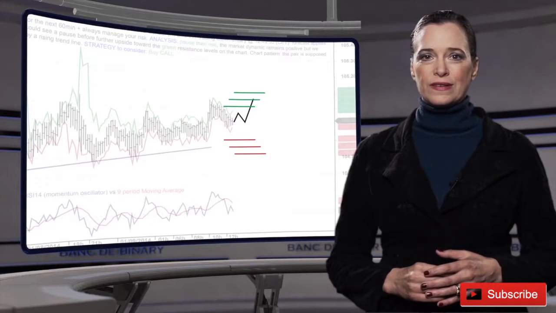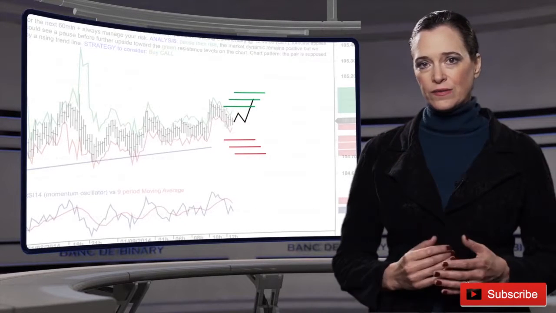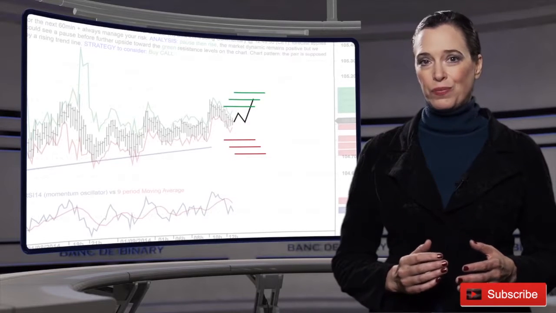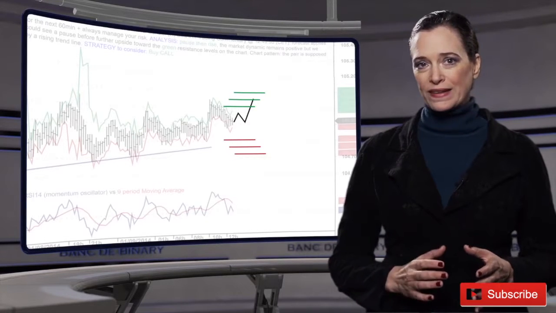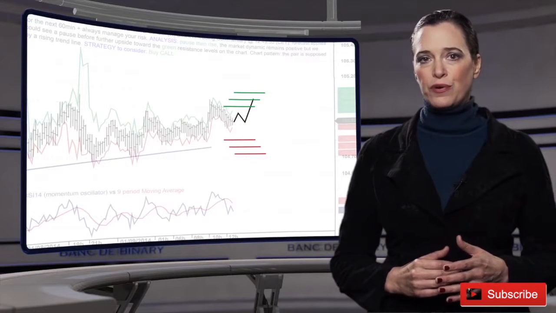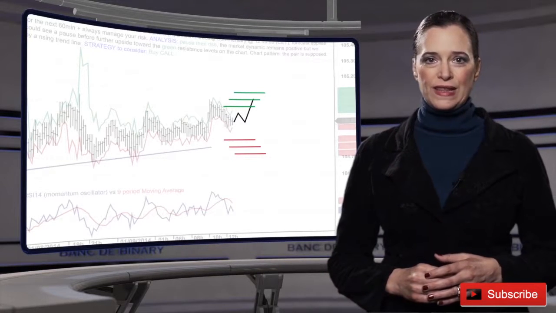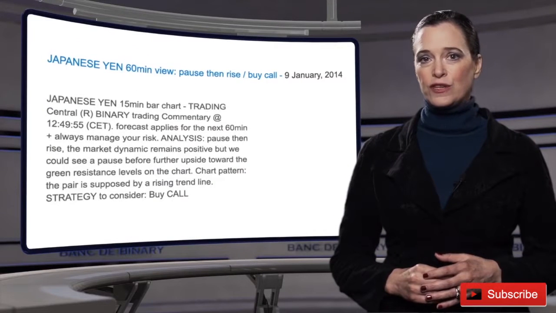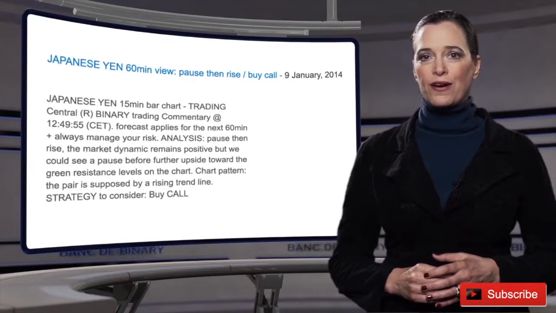Then we come to the most important line of all. Once Trading Central's analysts have looked at recent price, the underlying trend, support, resistance, Bollinger Bands, moving averages, and RSI, they give their prediction for future price movement. Be sure to read the analyst's notes to the left of the chart for precise entry and expiry times.